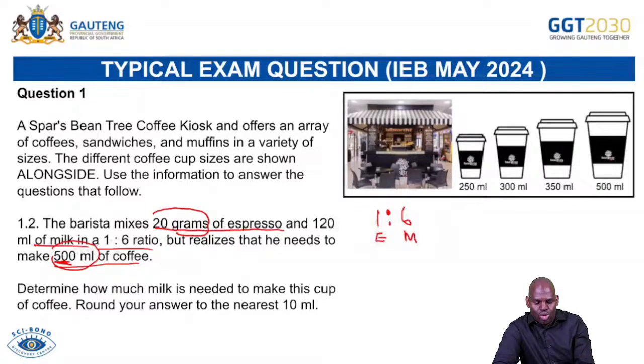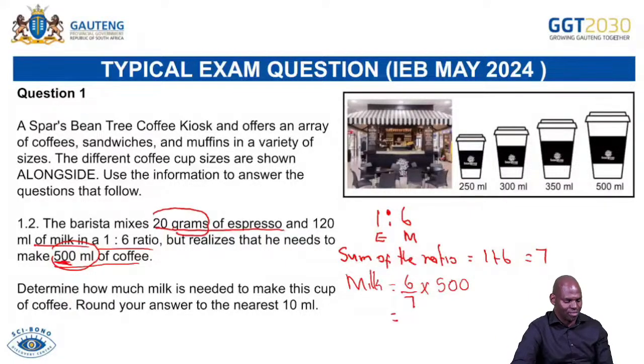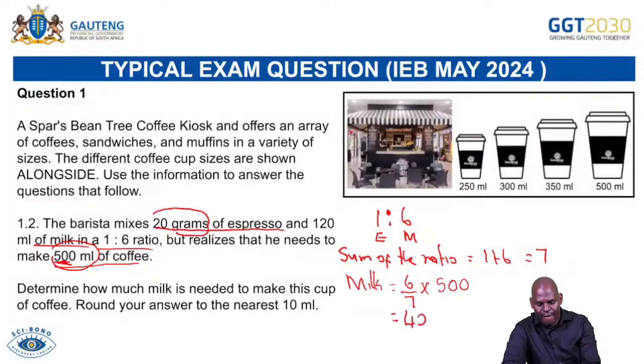How do we divide in a ratio? First thing, you must work out the sum of the ratio. The sum of the ratio is 1 plus 6, which equals 7. And then for the part of milk, we say therefore the milk will be 6 out of 7, then we multiply by 500. So if I say 6 divided by 7 and then multiply by 500, the answer is 428,57.